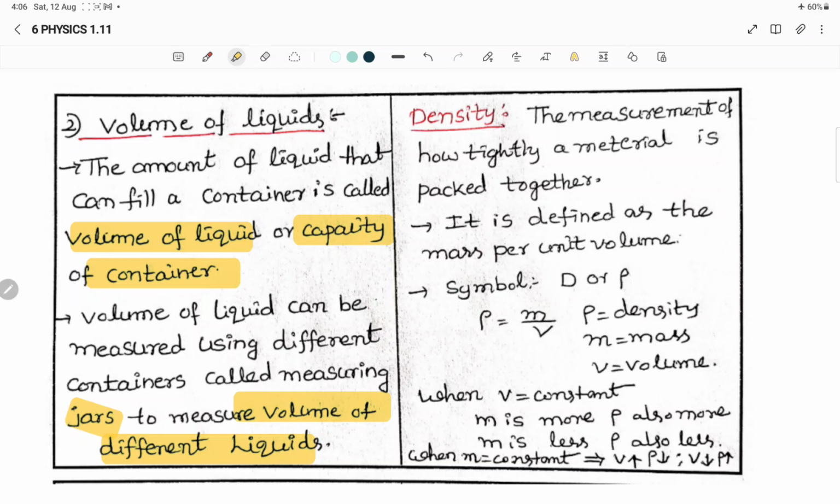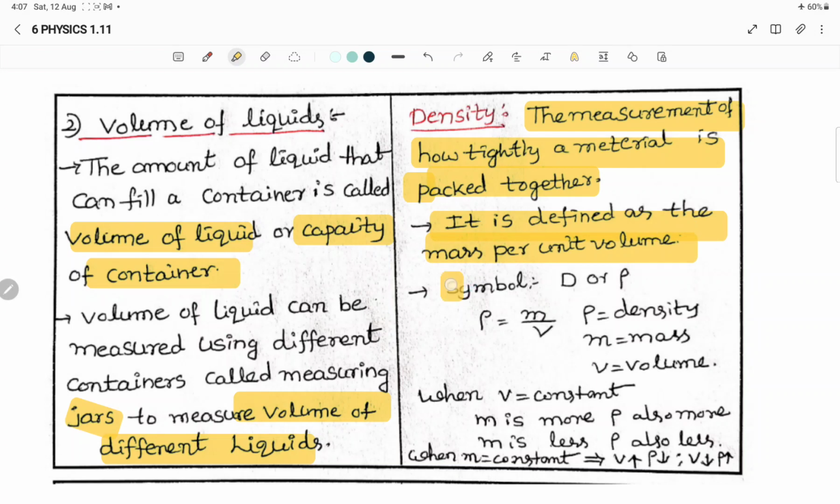Next, density. What is meant by density? Density is nothing but the measurement of how tightly a material is packed together. When we observe any object, that object consists of so many small particles. How tightly the small particles are gathered is called the density of the object. Technically, scientifically, density is defined as the mass per unit volume. Mass per unit volume is nothing but m by v.